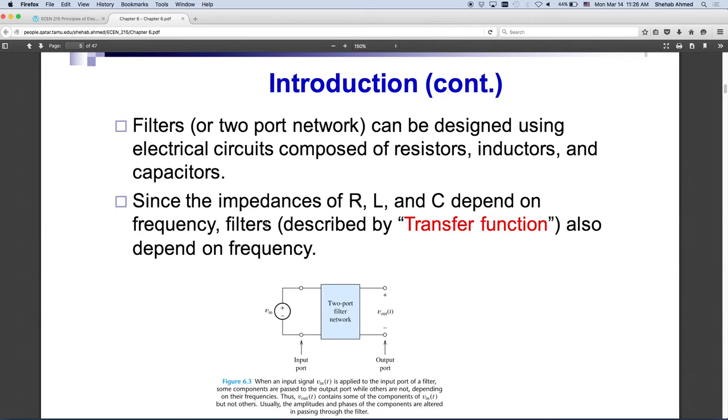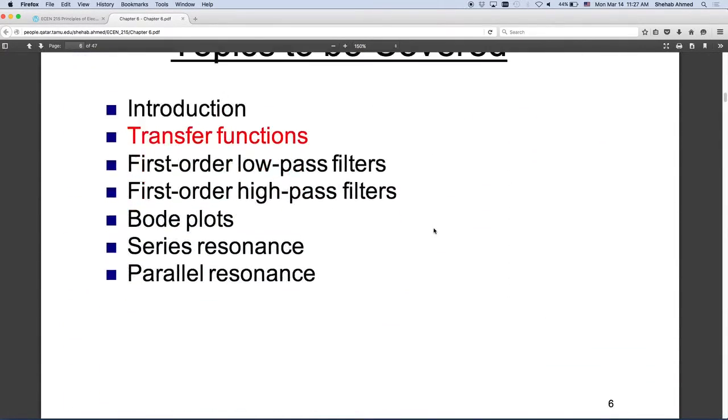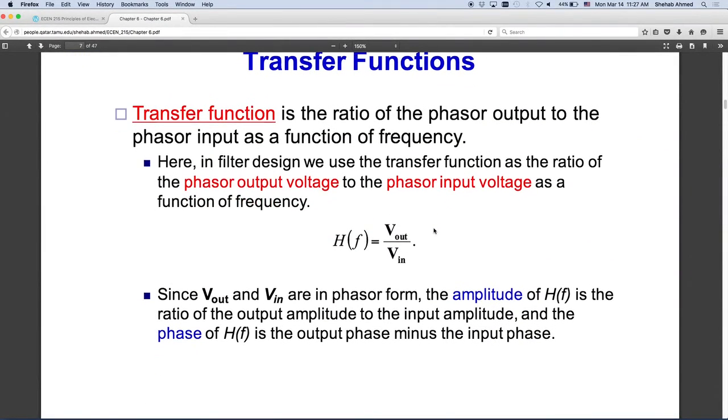So these circuits obviously will not be pure resistive circuits, and they will not be DC circuits. They will probably be AC circuits, circuits with AC sources supplying them, and then they will probably be circuits with L's and C's, and sometimes R's, or sometimes all of them together, or sometimes just two of them together. So we will have to look at what these things look like. So let's talk more about transfer functions.